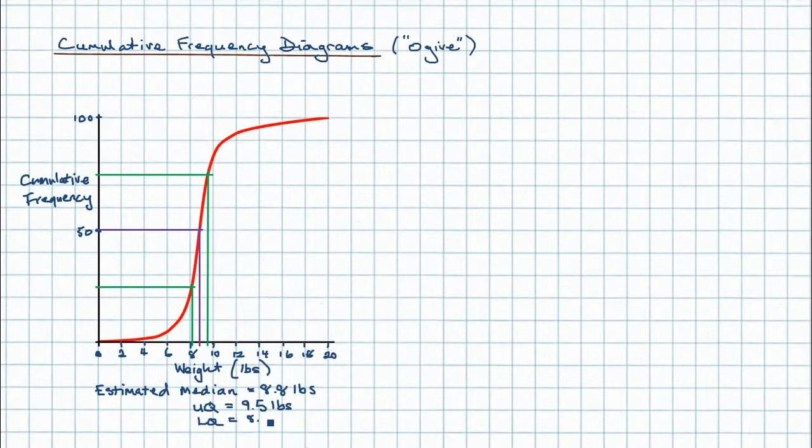And finally, you might be asked for the interquartile range. That's when we take the upper quartile and lower quartile and just subtract the one from the other. So we're looking at the range, the distance between these two. The interquartile range, or IQR, in this case is 9.5 minus 8.1, which is 1.4.